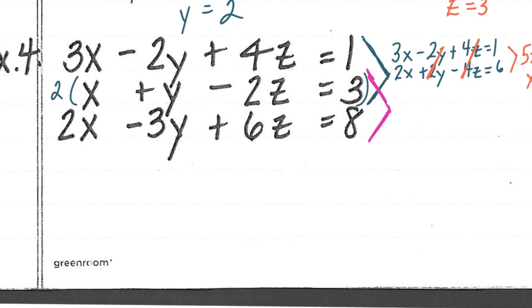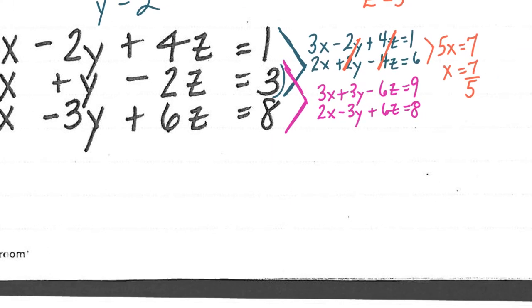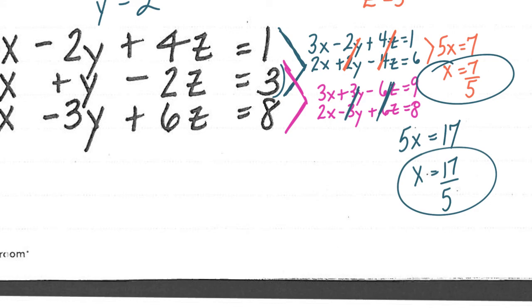So instead of this 2, I'm now going to go ahead and multiply everything through by 3. So on the top, I have 3x plus 3y minus 6z equals 9. And on the bottom, I have 2x minus 3y plus 6z equals 8. And when I eliminate, look, it cancels out again, and I get 5x is equal to 17, x equals 17 over 5.